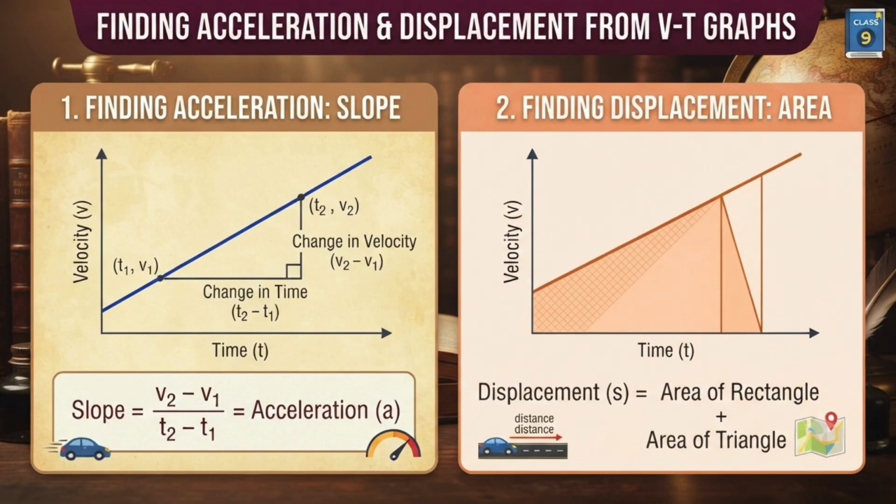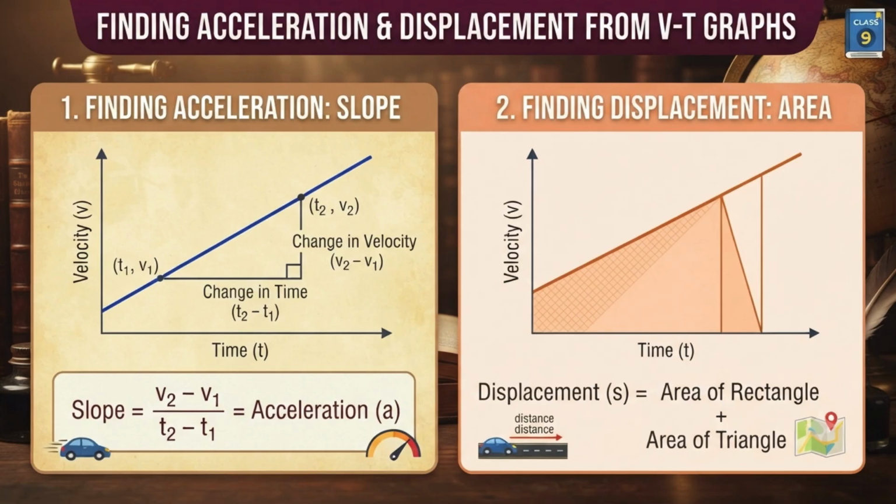Simple. Now suppose the velocity is increasing with time. In that case, the area under the graph is no longer just a rectangle. Instead, it consists of a rectangle and a triangle. To find the displacement, we simply calculate the area of both shapes and add them together. Displacement equals area of rectangle plus area of triangle. Quick revision. Let's quickly remember the two most important results of a velocity time graph.